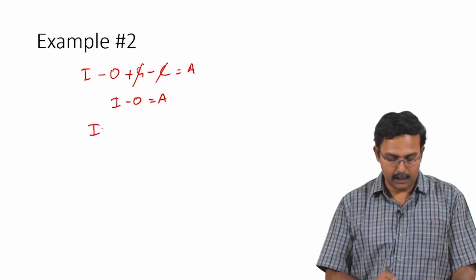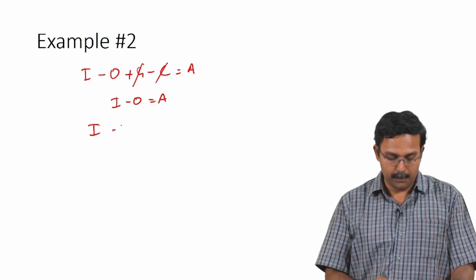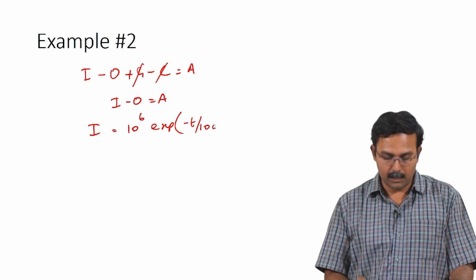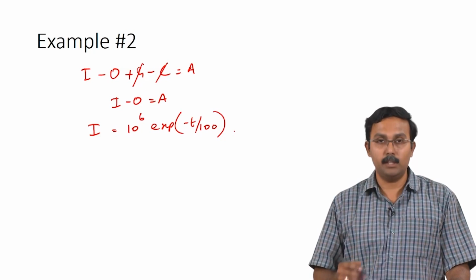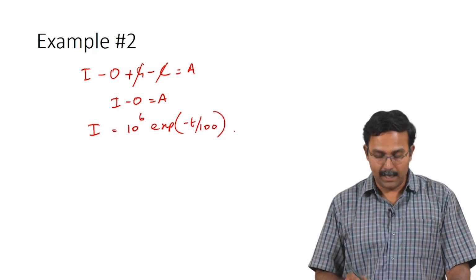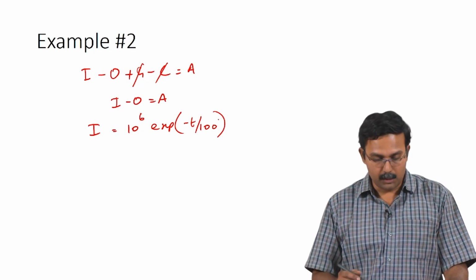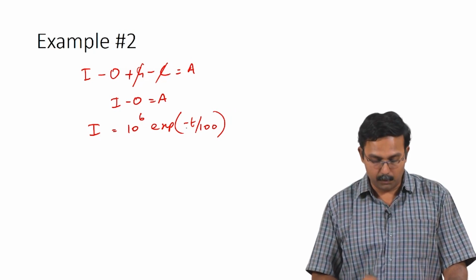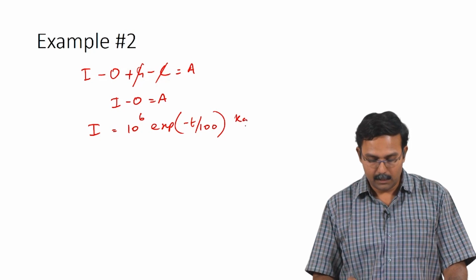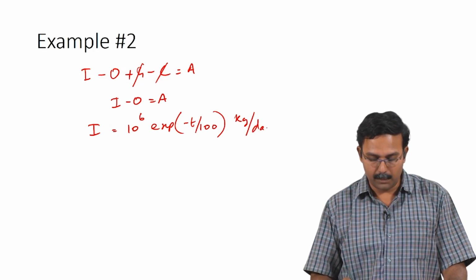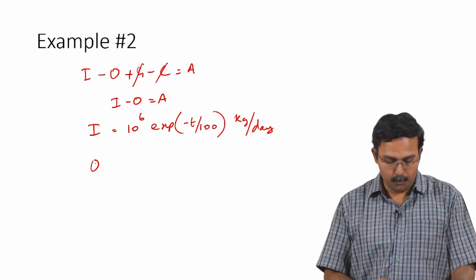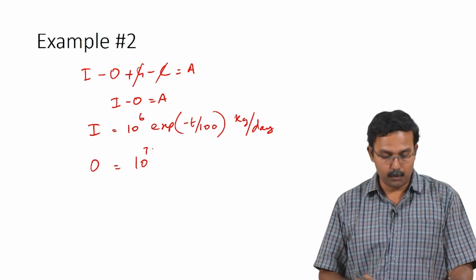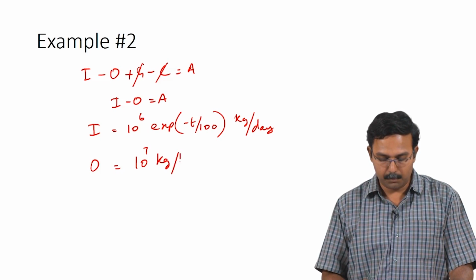The input term has been given as 10^6 times exp(-t/100), and this is given in liters per day. To convert it into mass, you would have to multiply it by density. Because this is water, we know the density, which is 1 kilogram per liter. So, multiplying with 1 kilogram per liter, you would get this input in kilograms per day. Similarly, the output stream can be calculated. It is 10^7 liters per day; converting into mass, you would get 10^7 kilograms per day.